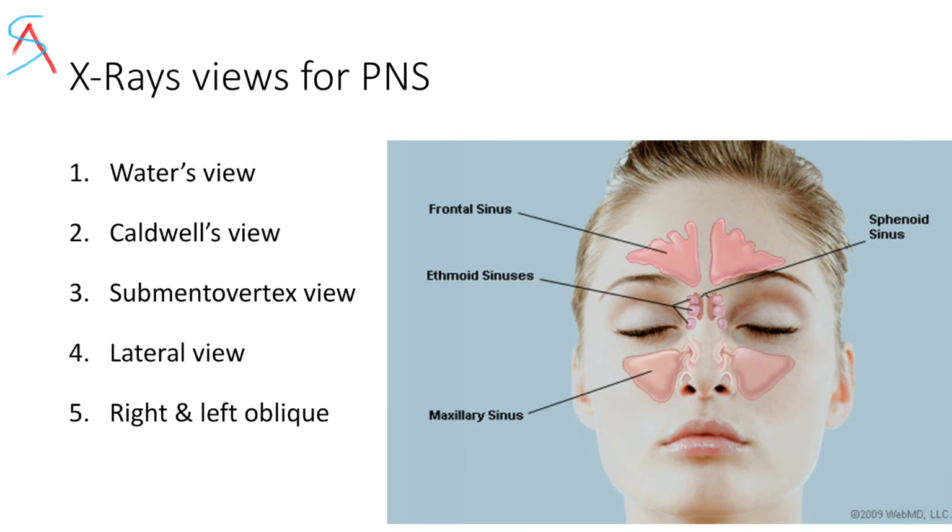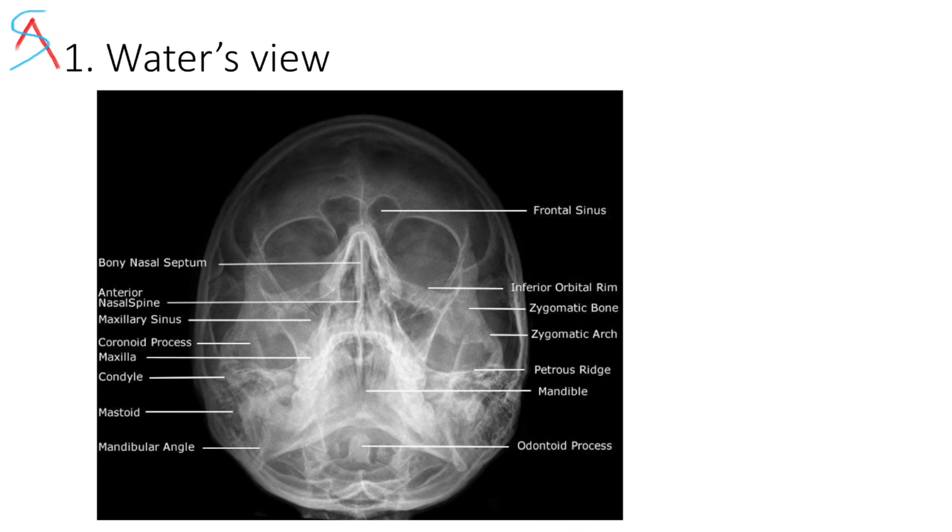You must know the basic anatomy of paranasal sinuses, what the different sinuses are and where they are located. There are different views for it: Waters view, Caldwell's view, submental vertex view, lateral view, and right and left oblique view. So we'll see all of them one by one. So let's start. Most commonly you would have heard about the Waters view.